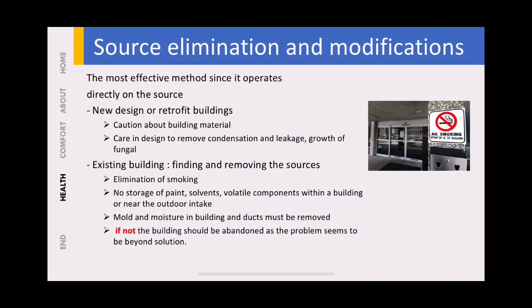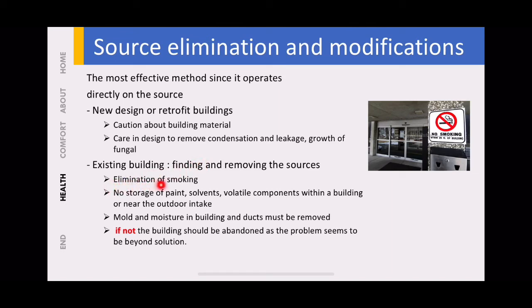Right, source elimination and modification. It is the most effective method since it operates directly on the source. For new design or retrofit buildings, usually the care is to remove condensation, leakage and growth of fungi. And of course, when you have a new building, you have a lot of formaldehyde in the paints, and a lot of asbestos and fiberglass inside that room, which is very harmful to your lungs.